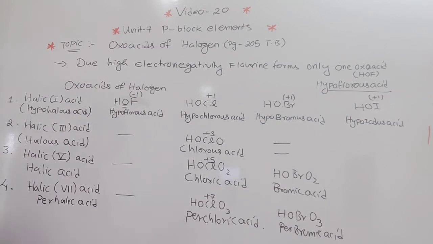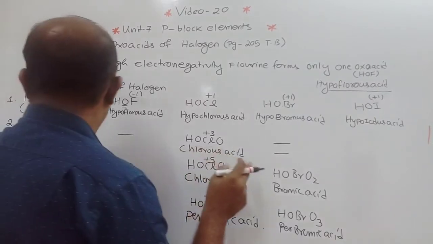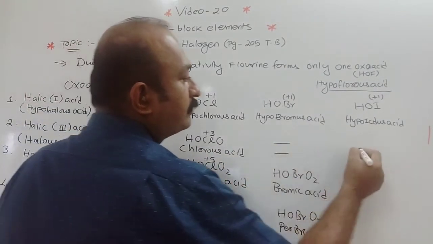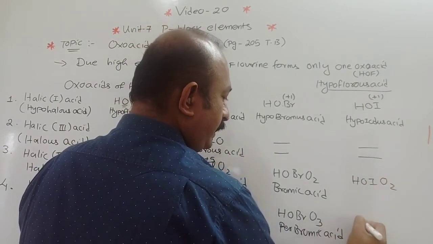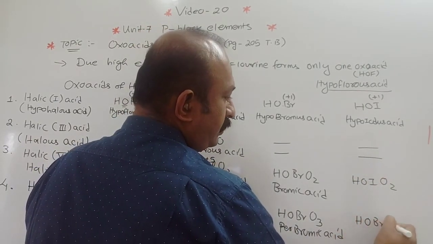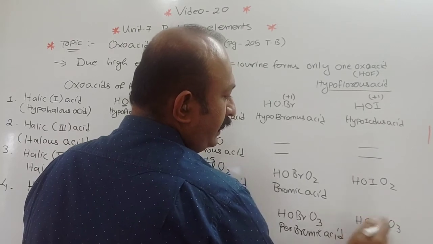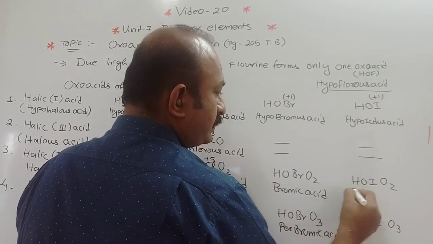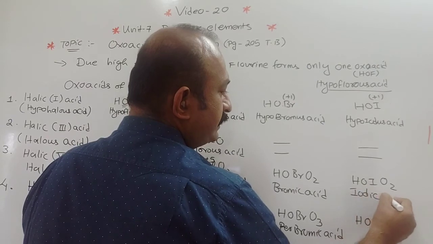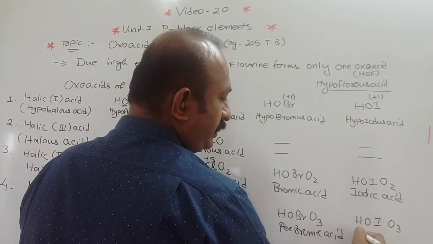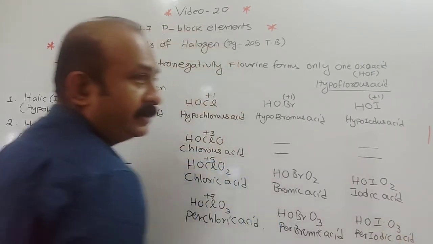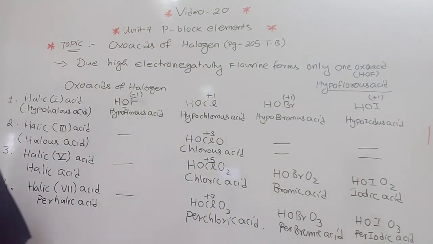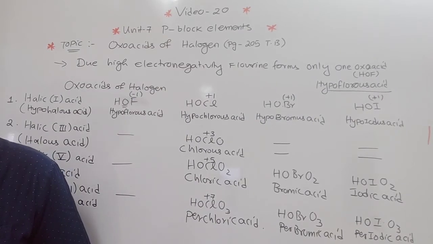Here also, like bromine, it will not form the second type, that is halous acid. It will not form. Okay? Then HOIO2 and HOIO3. So this is iodic acid and this is periodic acid. Okay? So this is all about the acids that we have seen.